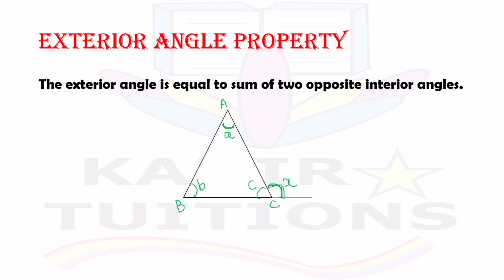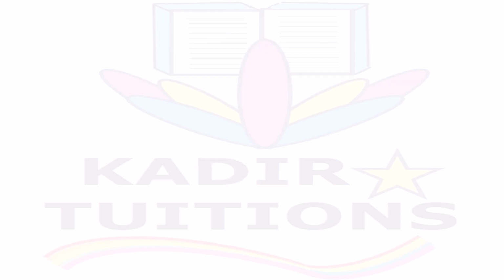So what is this statement actually stating? The exterior angle is equal to... what is our exterior angle? X. X is equal to the sum of the two opposite interior angles. Totally how many interior angles are there? A, B, and C. But in this statement, what is given? Two opposite interior angles. For X, which two interior angles are opposite? It's obviously A and B. So X is equal to A plus B. This is the exterior angle property of a triangle.